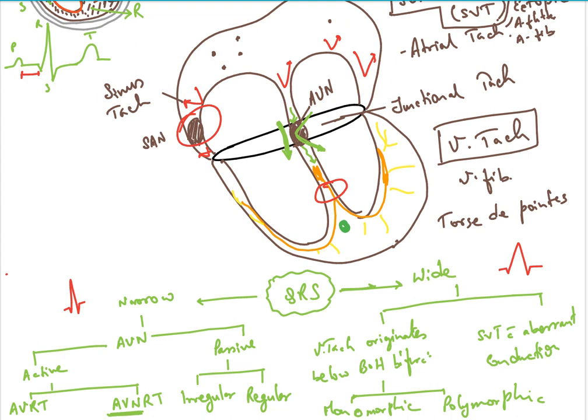Yes sir. So that is why it can be wide, and later on I will teach you how they can be monomorphic and polymorphic. For the time being, just understand it in this way. Morph means structure.